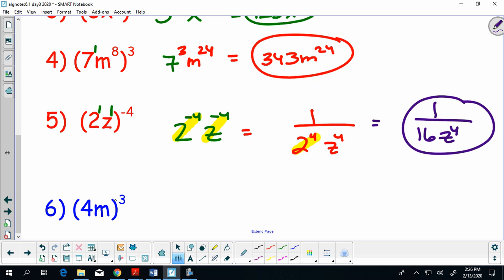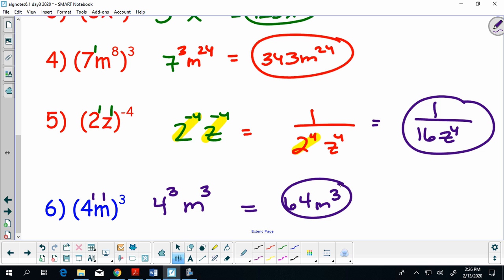Number 6, we got a 1 and a 1 because there are no exponents showing, so that's 4 to the 3 times 1, which is 3. And m to the 3 times 1, which is 3. And then 4 to the 3rd power is 64, and the m to the 3rd stays exactly the same.